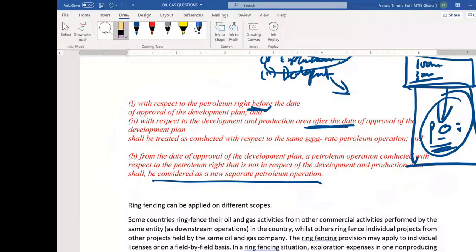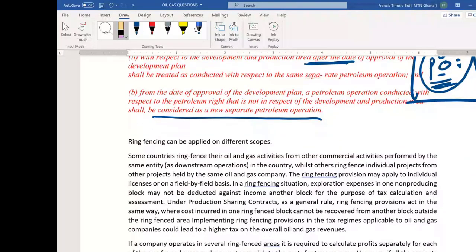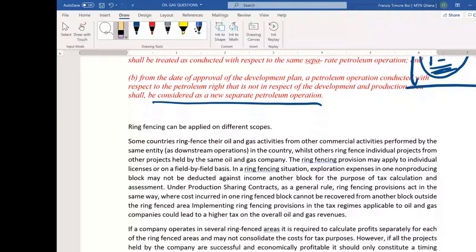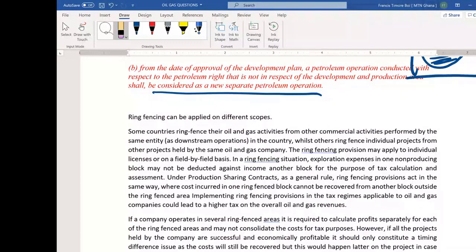Ring fencing can be applied on different scopes. Some countries ring fence their oil and gas activities from other commercial activities performed by the same entity, to back up downstream operations in the country. Do you think it applies in Ghana? Should it apply? Or did our law consider this?